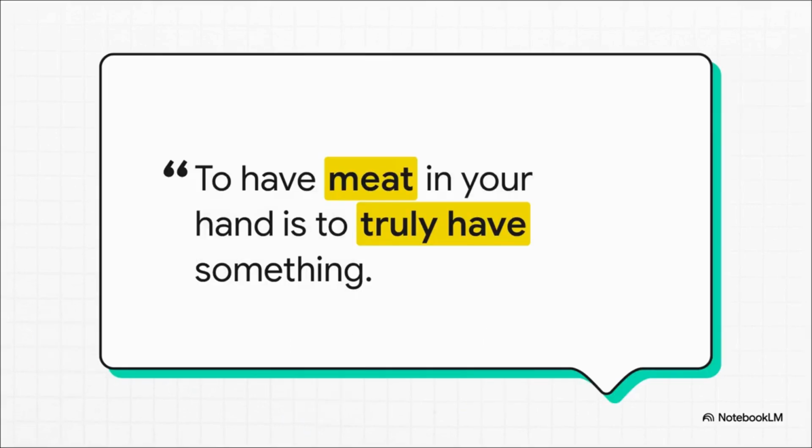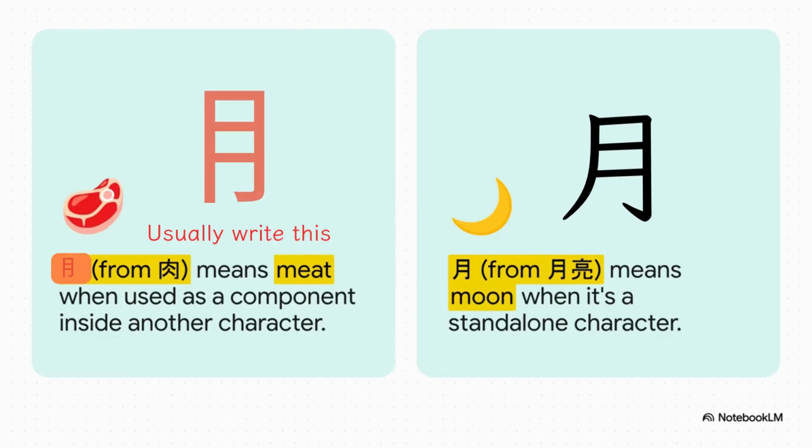So let's put the puzzle pieces together. We have a hand on top and meat on the bottom. The logic for ancient people was pretty straightforward. If you had meat in your hand, man, you really had something valuable. So a hand holding meat literally became the symbol for to have. How cool is that?